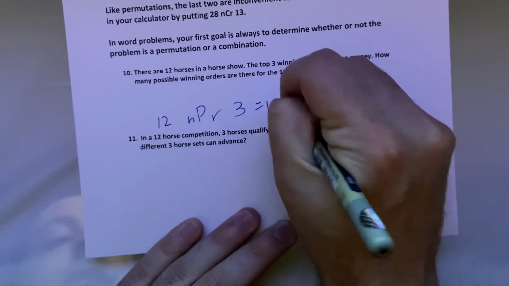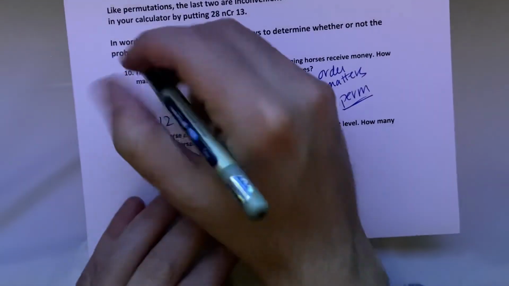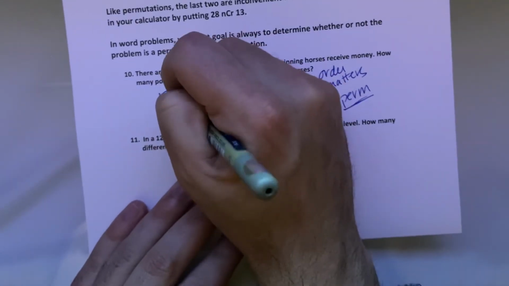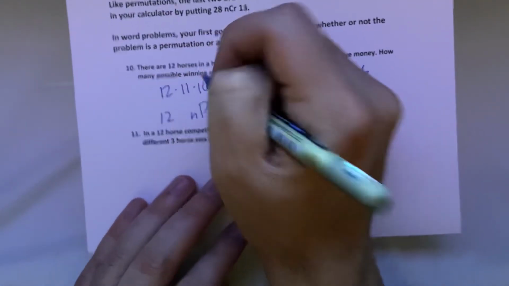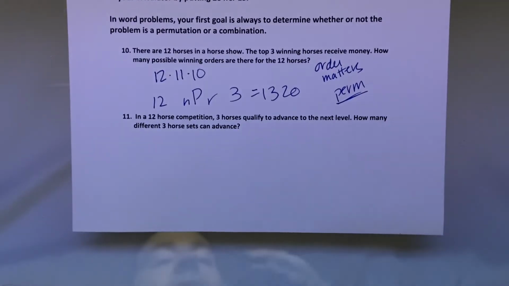And if you do that, that's 1320. One thing about permutation questions, they can also be done by the counting method. There's 12 different horses who can get first, 11 who can get second, and 10 who can get third. So if you do that same method at the beginning, the fundamental counting principle, it also works.